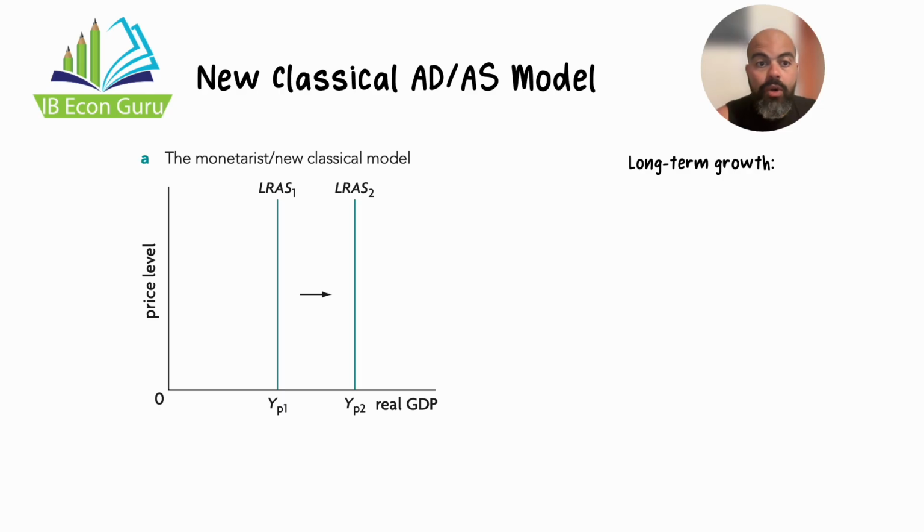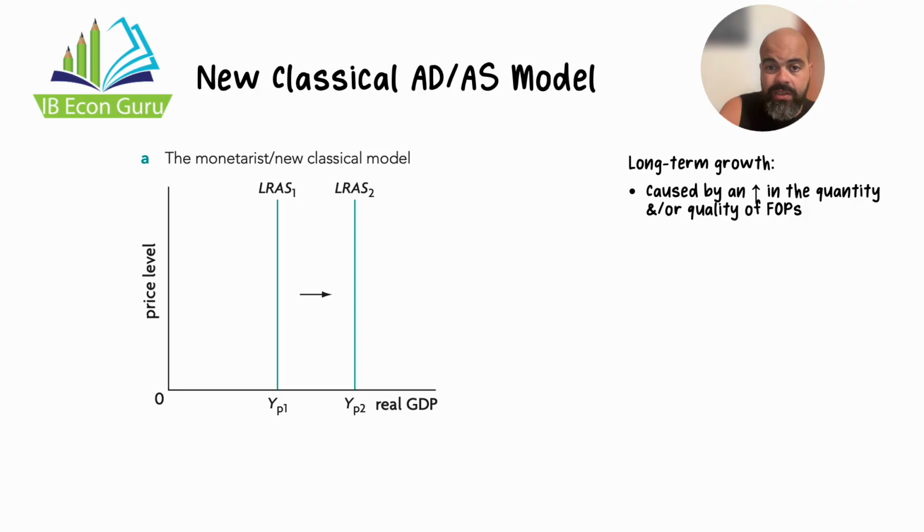And in this video, I'm going to talk about the shifts in the LRAS to the right, which is basically long-term economic growth. It's an increase in the economy's productive capacity. So long-term growth happens when there's an increase in the quantity or quality of the factors of production. Okay, quantity and or quality.